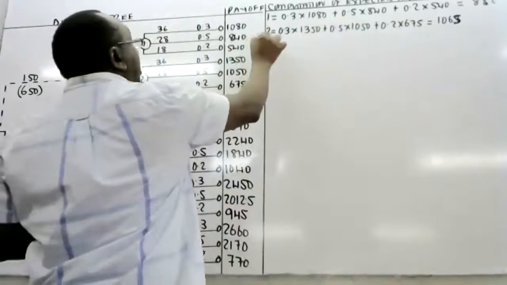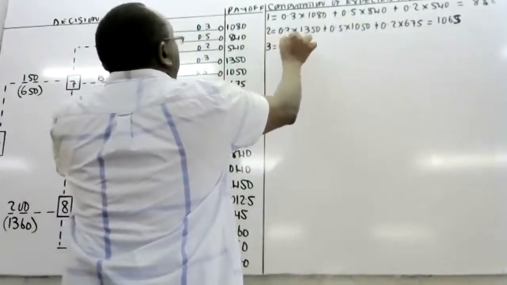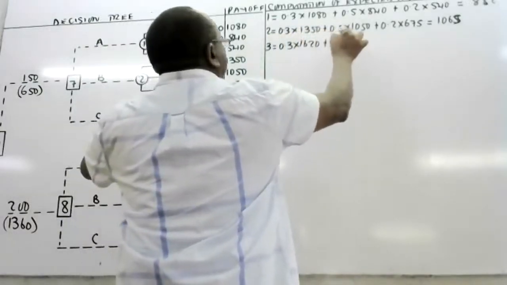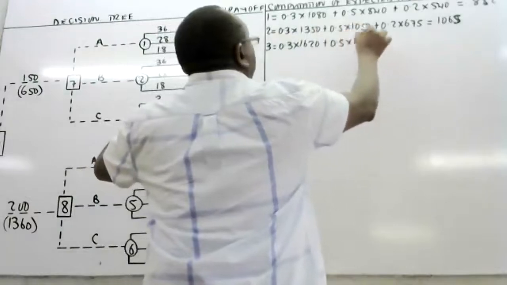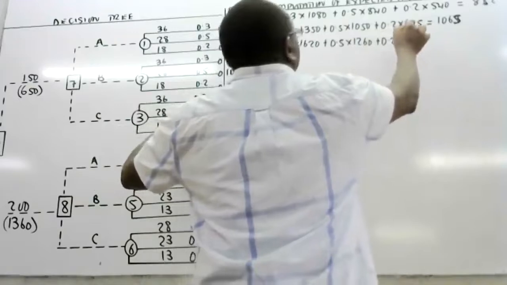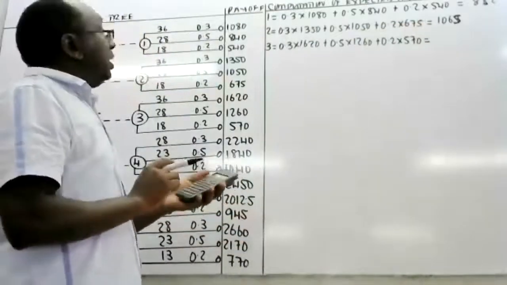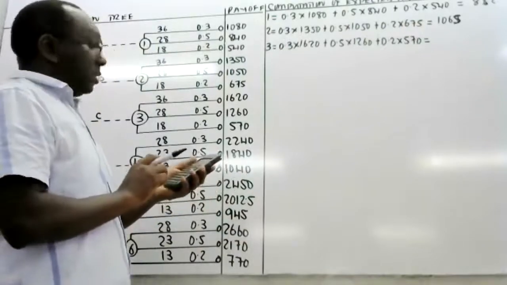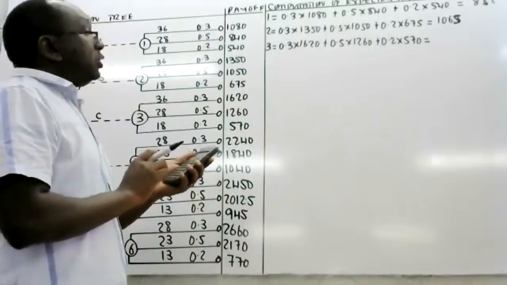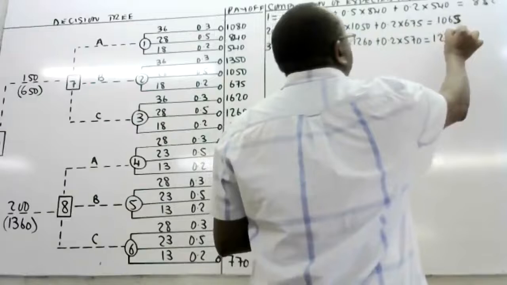We go to number 3. It is 0.3 times 1620 plus 0.5 times 1260 plus 0.2 times 570. So 0.3 times 1620 plus 0.5 times 1260 plus 0.2 times 570 is 1230.